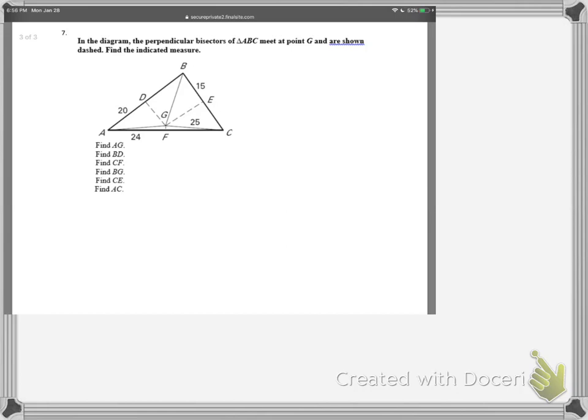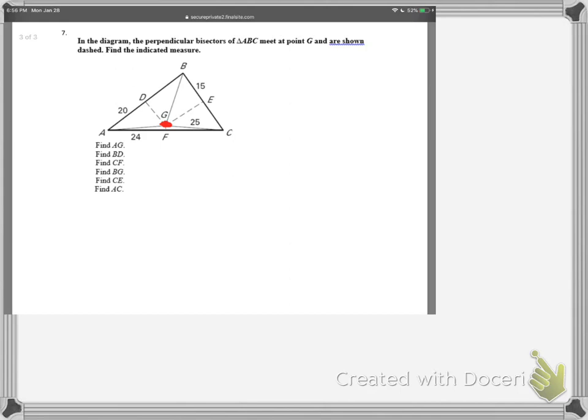All right, this is a very important concept to understand. To illustrate it, I'm going to annotate my triangle with the information that's being provided in the diagram. It says in the diagram, the perpendicular bisectors of triangle ABC meet at point G. Okay, so here they're meeting, and that meeting's happening right here at point G.